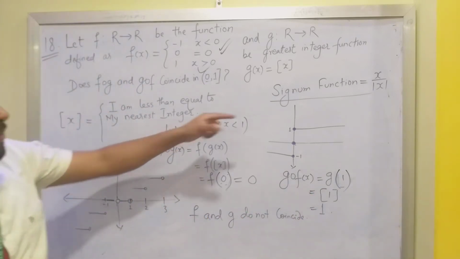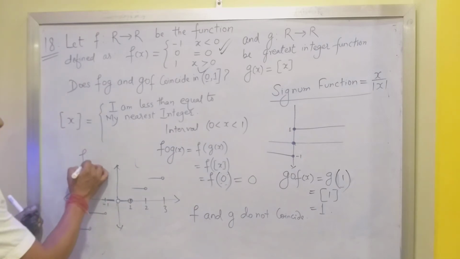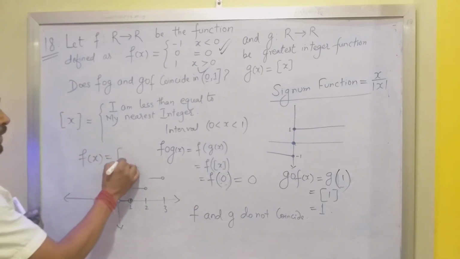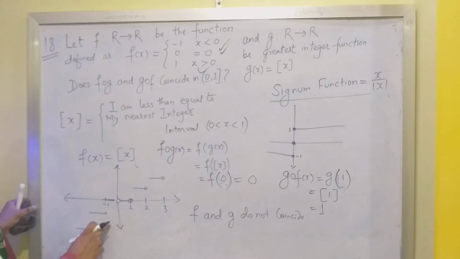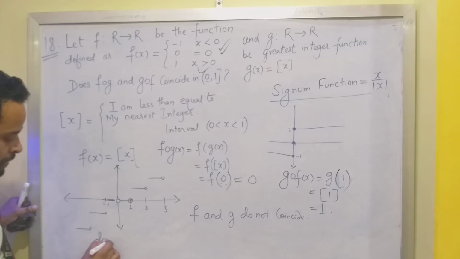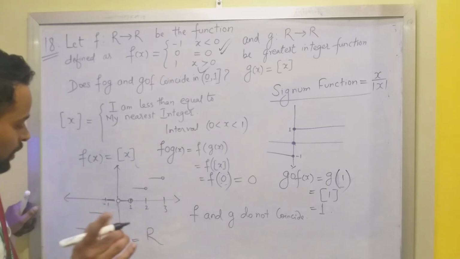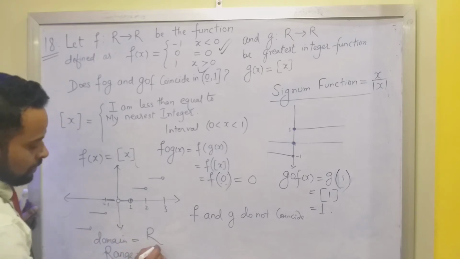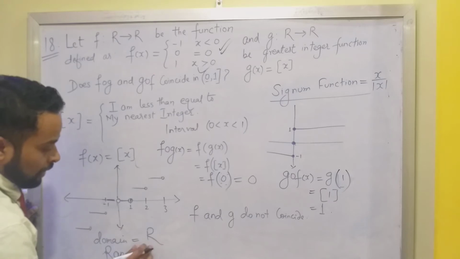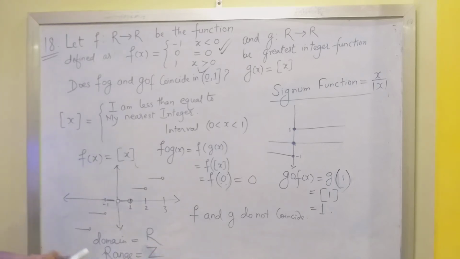And the properties of the signum function and the greatest integer function: this is f of x equals greatest integer of x. These two have been shown. The domain for this is R. Do remember this every time. And the range is what? Natural numbers? Oh no, integers, Z, because the range is always integers.